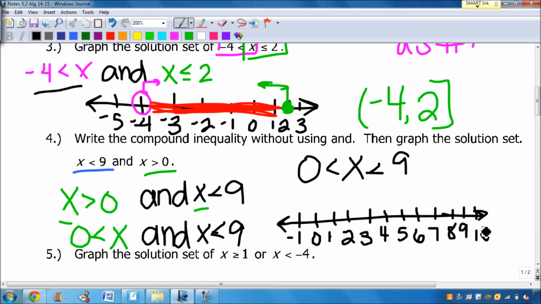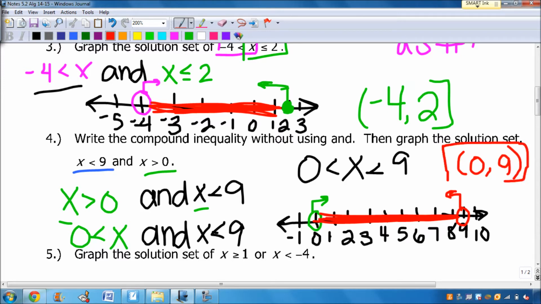Now, if x is bigger than 0, then I would put an open circle on the 0, and I would go to the right. Again, I'm trying to see where they overlap. That's why I'm doing it on top. And if x is less than 9, I can start at 9 right here, and it would go to the left, and they would overlap in between. Okay? So then you would end up getting in interval notation 0 to 9, excluding both 0 and 9.